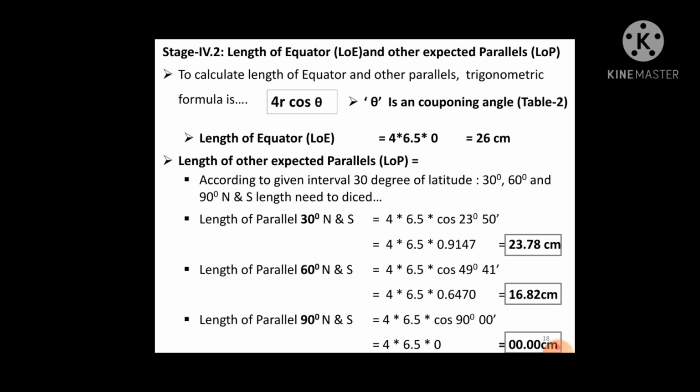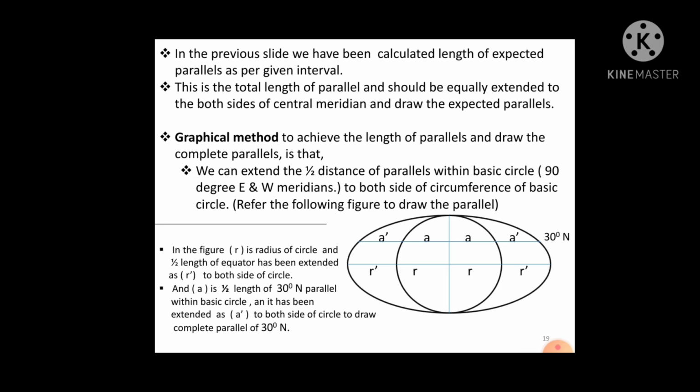So in this way you can find out the lengths of parallels of the respective latitudes, and those are very important. Look at the length of the parallel of 90 degree as a pole, and in this projection the pole is a point, so there should not be any length. That is why, if you look here, 4 multiplied by 6.5 multiplied by cos 90, and cos 90 is 0, as cos 0 is 1 inversely. So if you multiply other figures by 0, the answer remains 0, and that is why the length of the pole, 90 degree north and south, is 0.